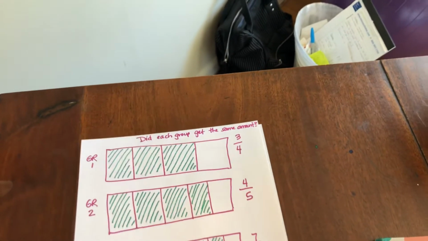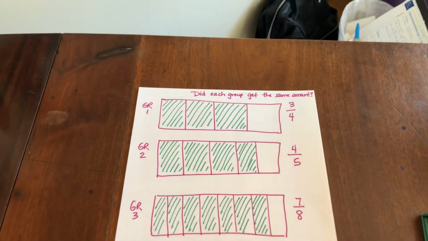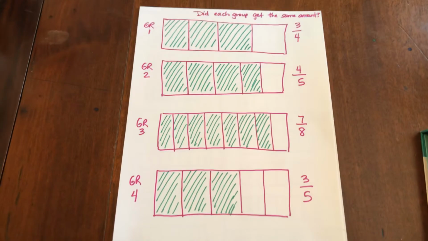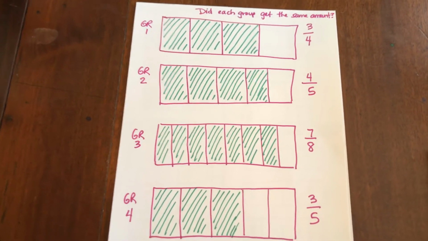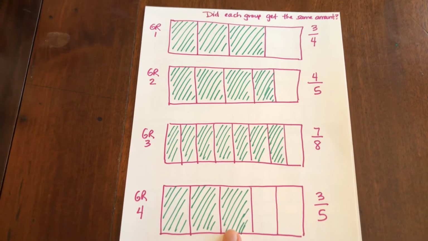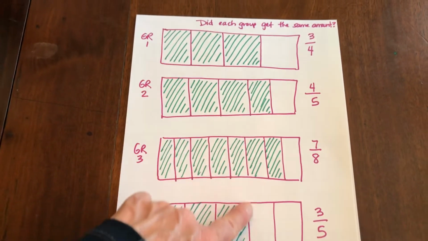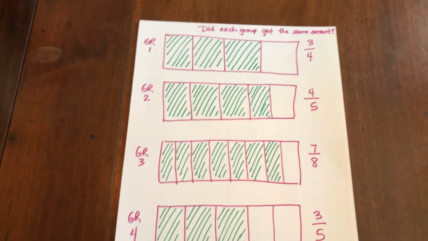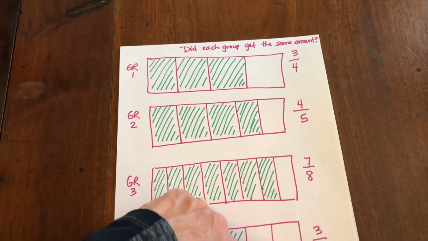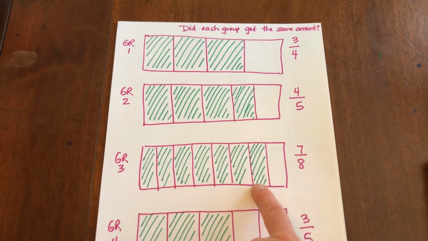Group 2, they got 4/5 of a sub. Group 3, 7/8. And group 4, 3/5. So you can look at this right here and decide, did they each get the same amount? Well, I can tell right away, group 4 got the least amount. If I'm comparing and I'm kind of drawing a line up here, wow, they didn't get very much. Group 3 looks like they got the most. See how the green goes the furthest across? It's almost a whole sub they got. They got 7 out of 8 pieces.